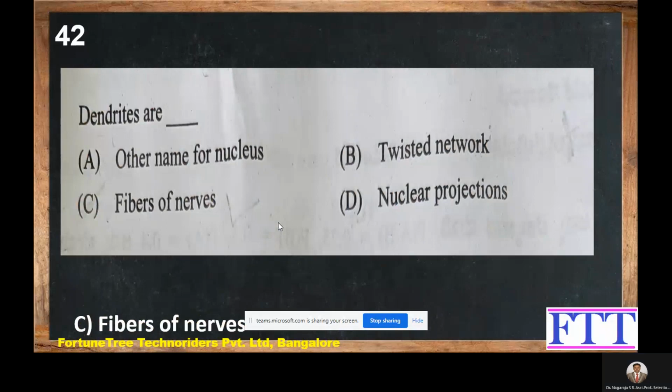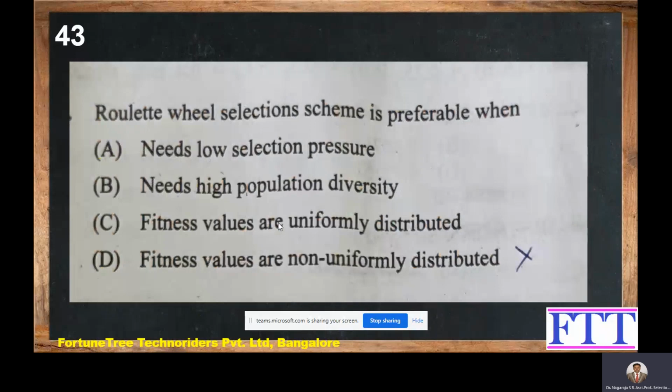43, roulette wheel selection schema is preferable when option A, needs low selection pressure. Option B, needs high population diversity. Option C, fitness values are uniformly distributed. Option D, fitness values are non-uniformly distributed. The right answer is option C, fitness values are uniformly distributed.